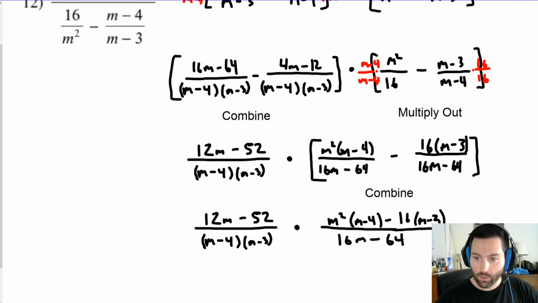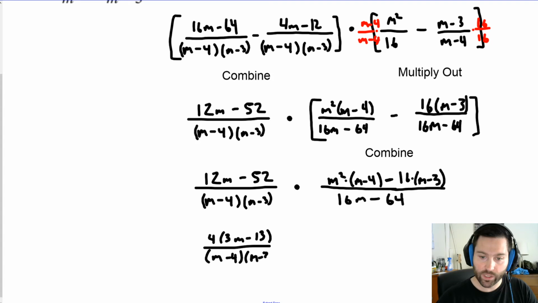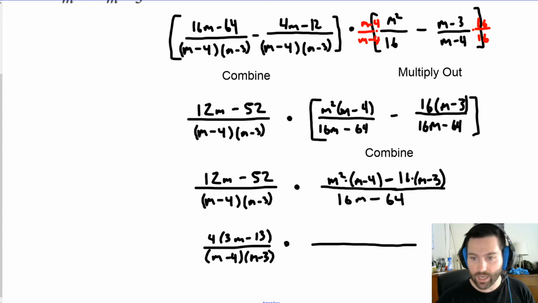And while it looks like we are going to be able to cancel some stuff here, I don't think anything's going to be able to actually cancel because on the top here we have this negative sign. We have a binomial on the top here. This is one term and one term over here, times multiple binomials here and here. You could do some factoring. You could get 2 out of here. You can actually do a 4, so it'd be 4 times 3m take away 13. And then you would have m minus 4 times m minus 3 multiplied by the top. You can't really factor anything out because unfortunately m squared and 16 don't have anything in common. M to the 4th and m minus 3 do not have anything in common as well.